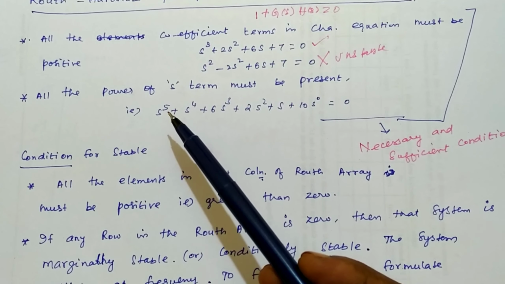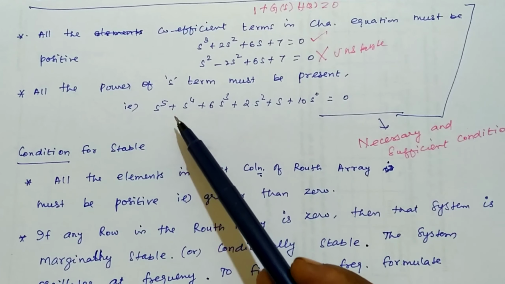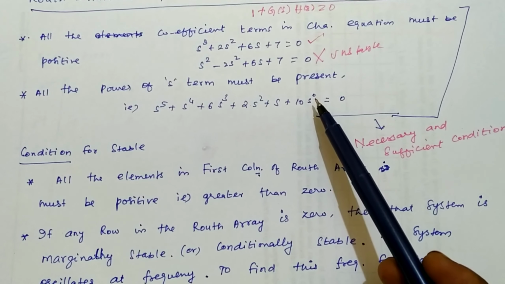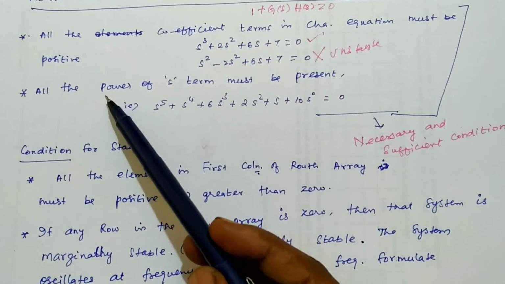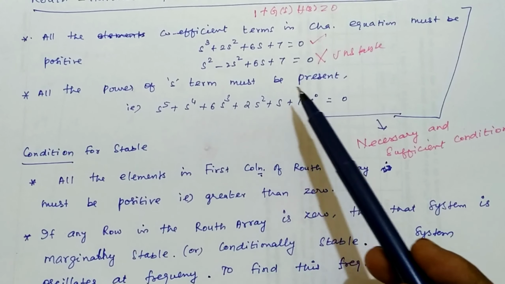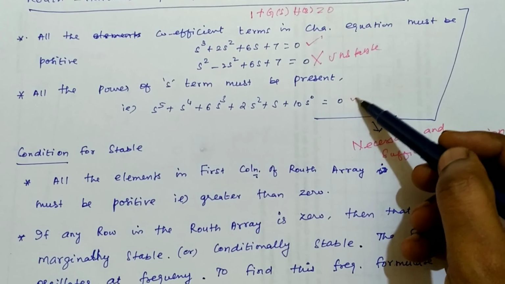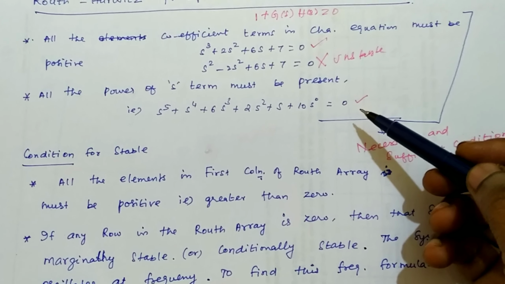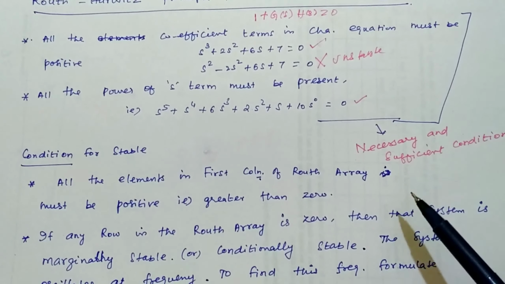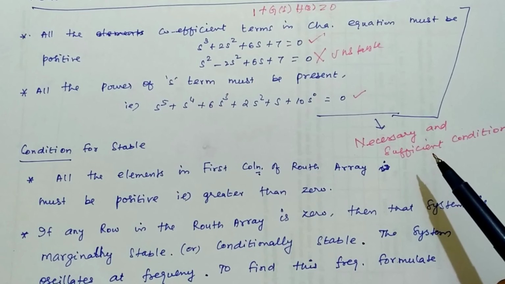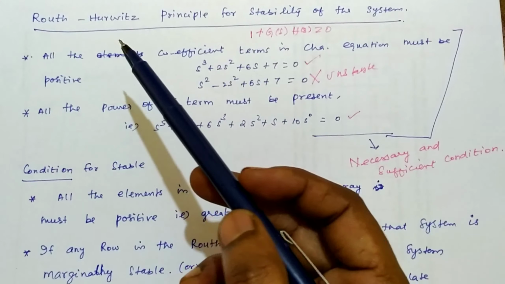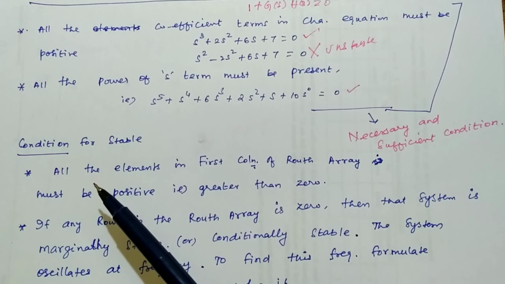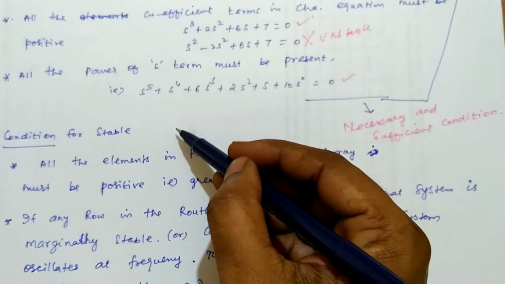The next condition is that the powers of s must be in descending order: s power 5, s power 4, s power 3, s power 2, s power 1 and s power 0. All the powers of s must be present. In that case it may be a stable system, but we cannot conclude that it is perfectly stable. These two conditions are called the necessary and sufficient conditions of the Routh-Hurwitz principle.